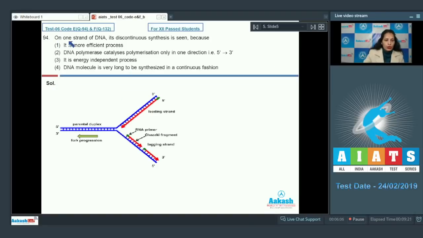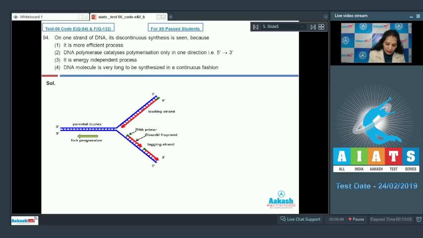Question number 94. On one strand of DNA, discontinuous synthesis is seen because first option, it is a more efficient process. Second, DNA polymerase catalyzes polymerization only in one direction, that is 5' to 3'. Third, it is an energy independent process. Fourth, DNA molecule is very long to be synthesized in a continuous fashion.